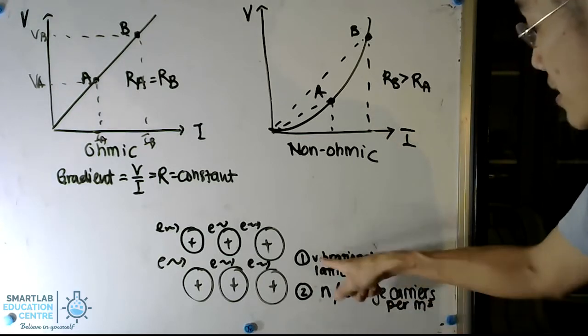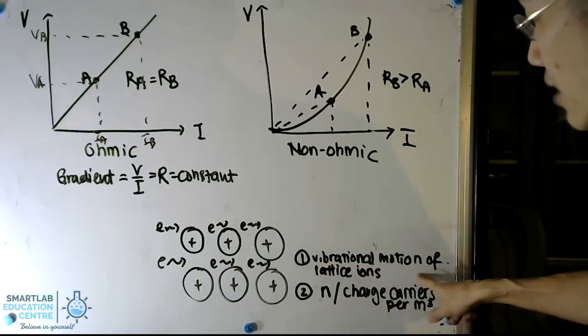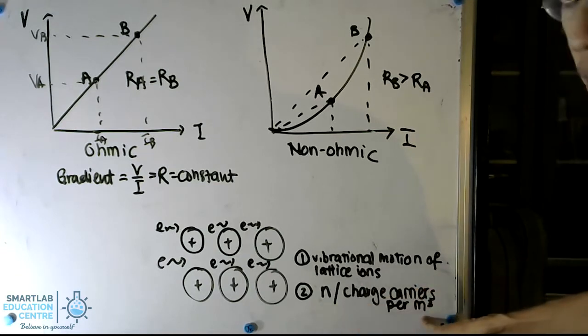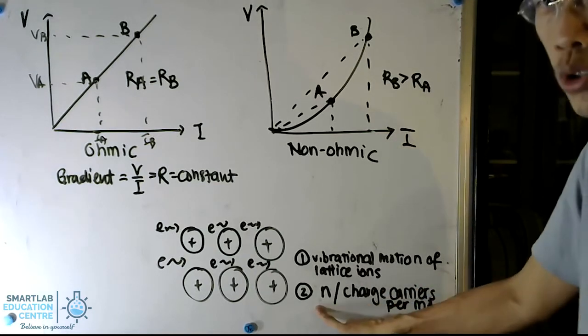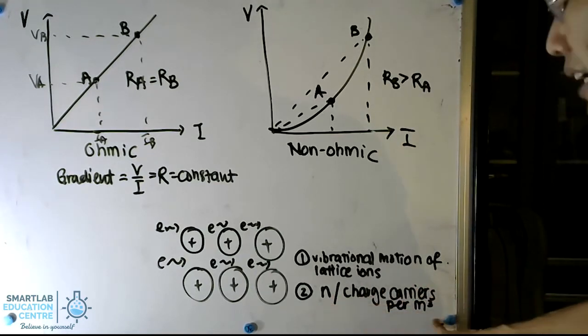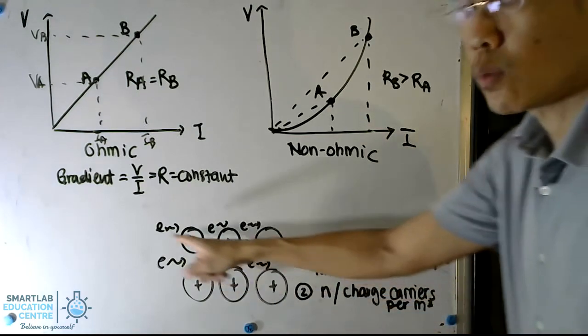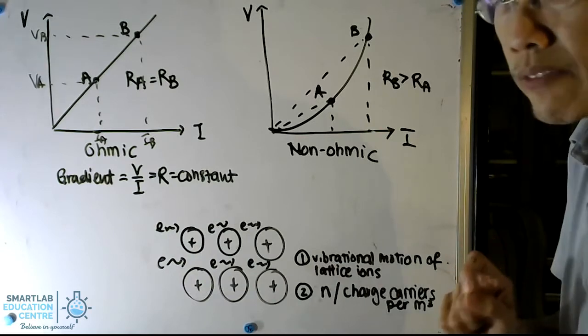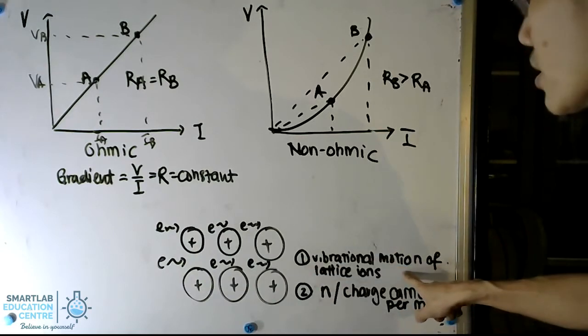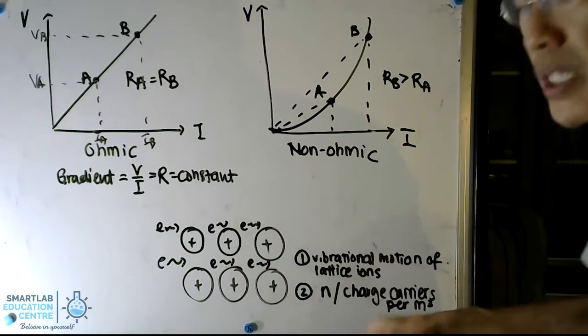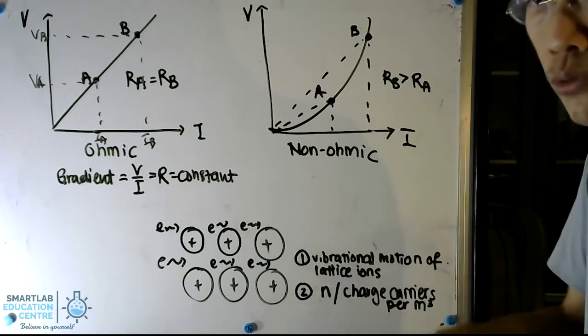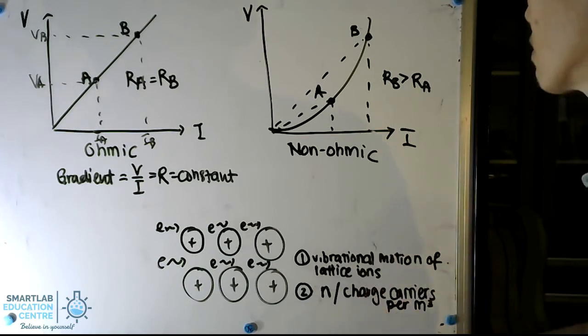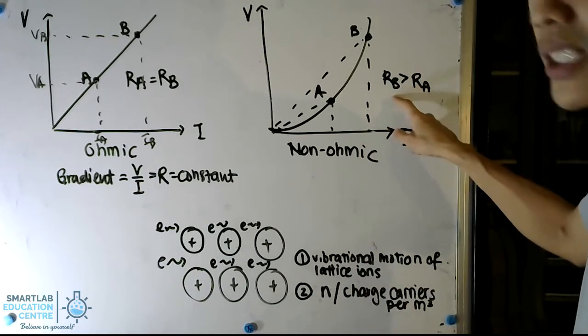When temperature increases, the vibrational motion of the lattice ions increases, and the charge carriers per unit volume will also increase. With a higher charge carrier density, one would have expected the current flow to increase. However, the higher vibrational motion of the lattice ions impedes the electron flow and reduces the drift velocity of the electrons. So hence, the resistance increases.